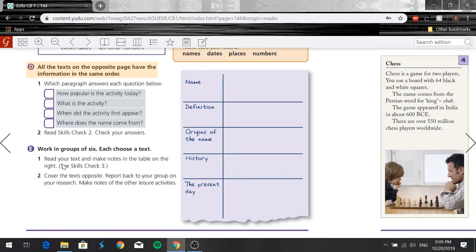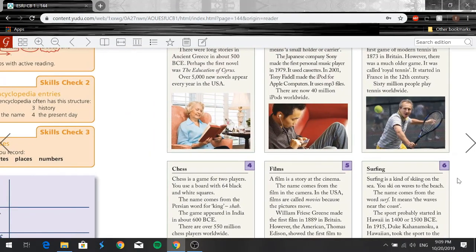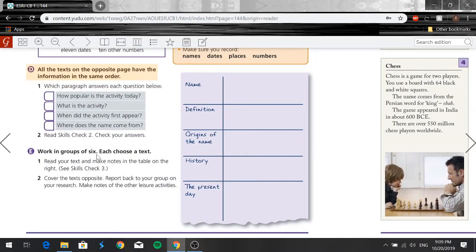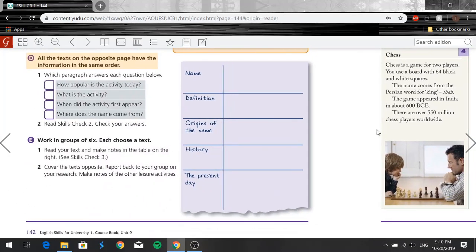Now, work in groups of 6. If you're in class, this is also a really good project that you can do. So choose a text, right? You have a lot here. You have 6 different texts, right? Read your text and make notes in the table here. So you see this table, you guys? Just choose one and take notes about it, right?